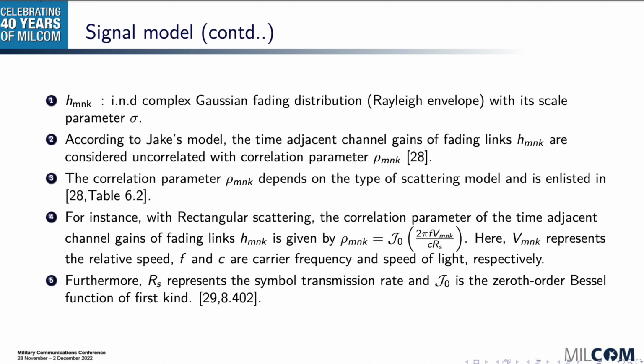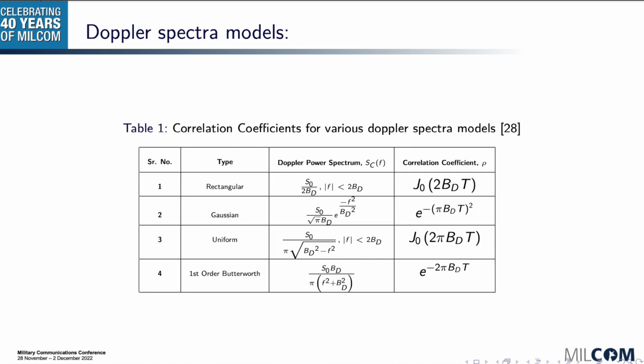According to Jakes' model, the time adjacent channel gains of the fading links h_mnk are considered to be correlated with the correlation parameter ρ_mnk. The correlation parameter ρ_mnk depends on the type of scattering model, and it is given in a table which we will see now. Here we can see the Doppler power spectrum models along with their correlation coefficients. For now we have rectangular, Gaussian, uniform, and first order Butterworth.